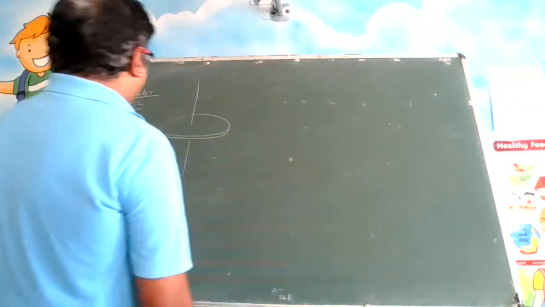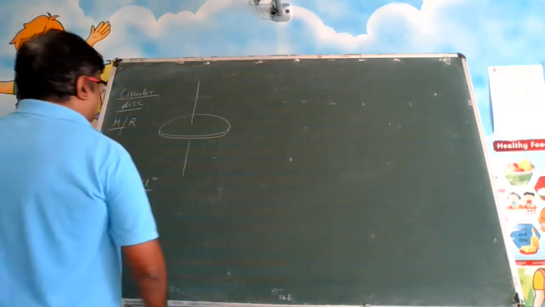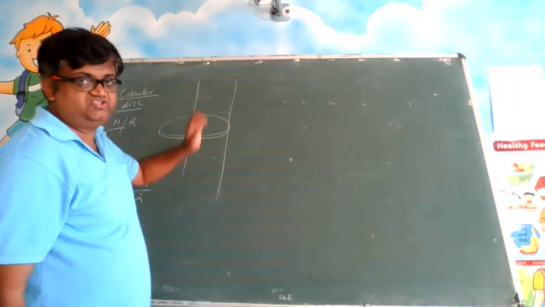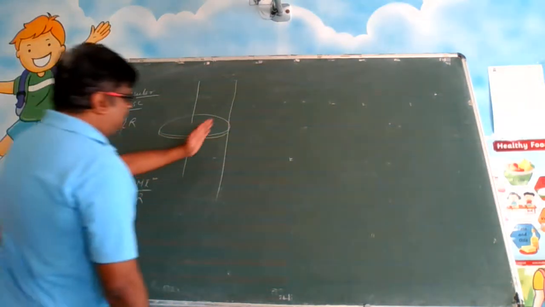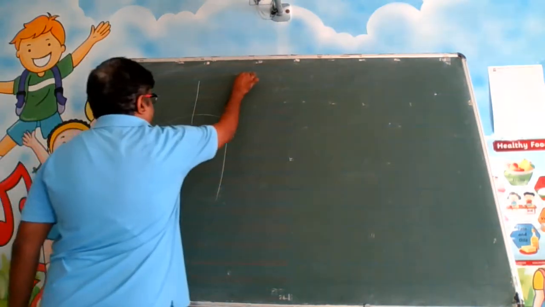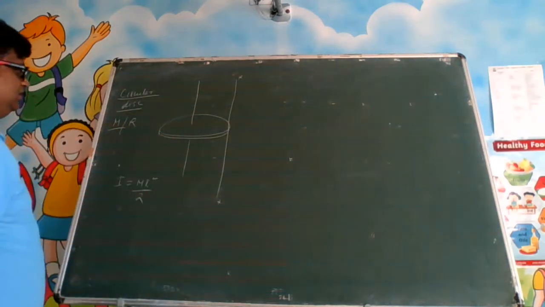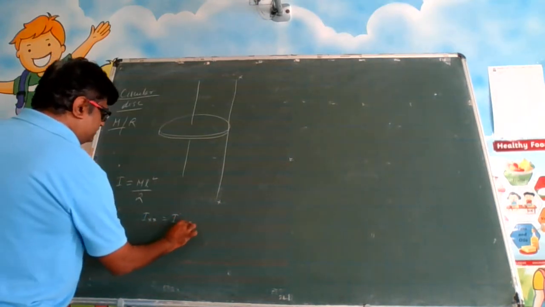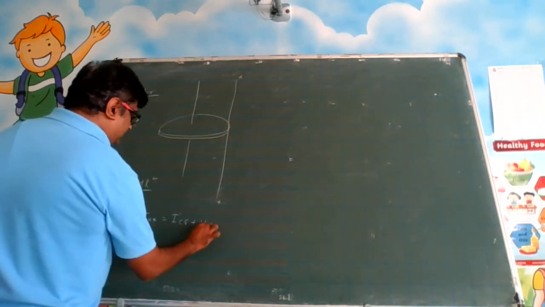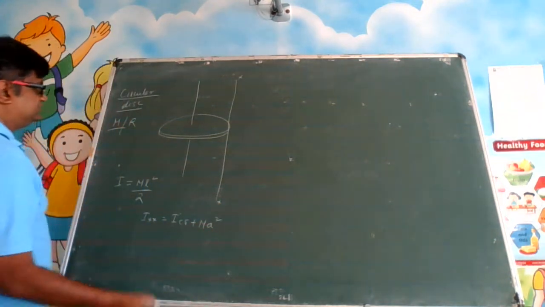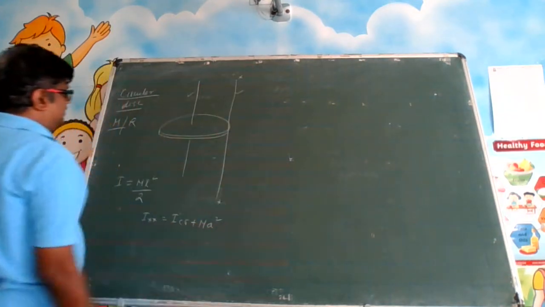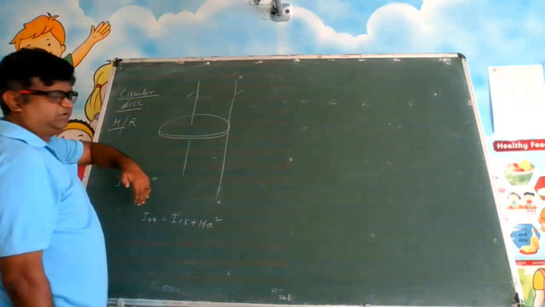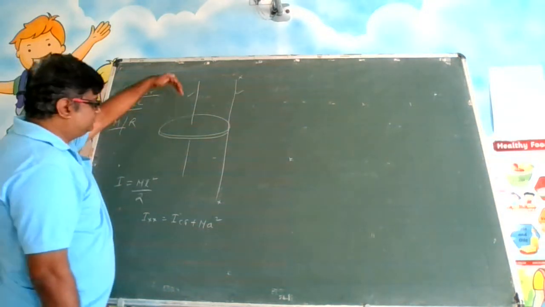Now, suppose in the question they say, I want to find out about this axis, which is passing through the edge, about this x-axis, let us say. So how do we find it? Ixx is equal to ICG plus m into a squared. A squared is the distance between this axis and this axis. See, this is a circular disc whose radius is r. Obviously, the CG axis will be passing through the center.